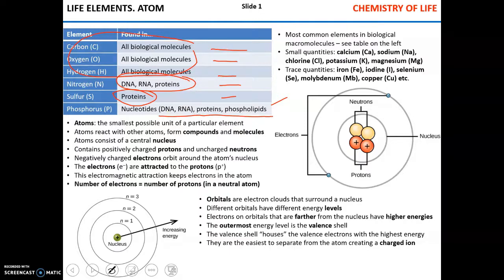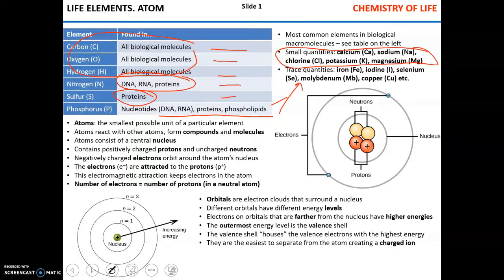In small quantities, calcium, sodium, chlorine, potassium, and magnesium, these ions, can be found in a human organism. They're responsible for regulation of enzymatic activities, permeability of the membranes, and ionic balance. Some elements are found in trace quantities, such as iron, iodine, selenium, molybdenum, and copper, and many others.